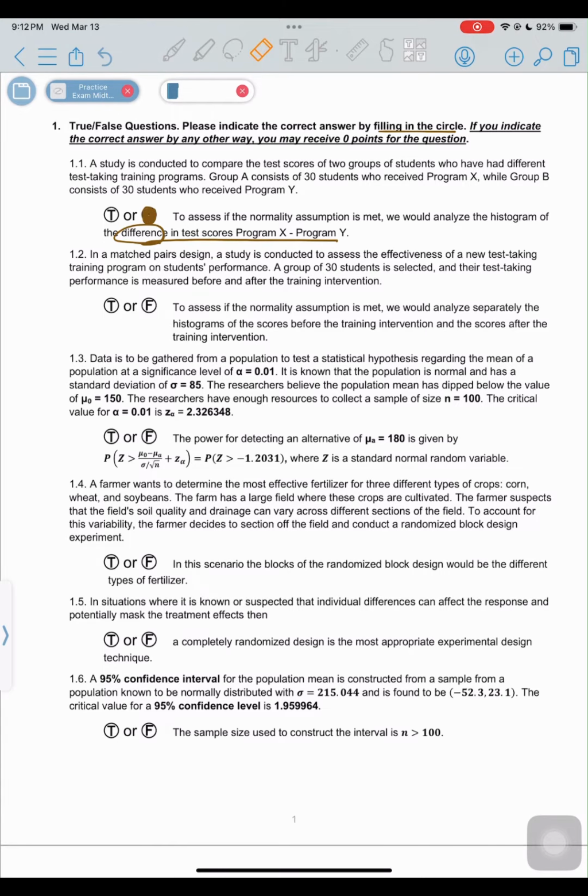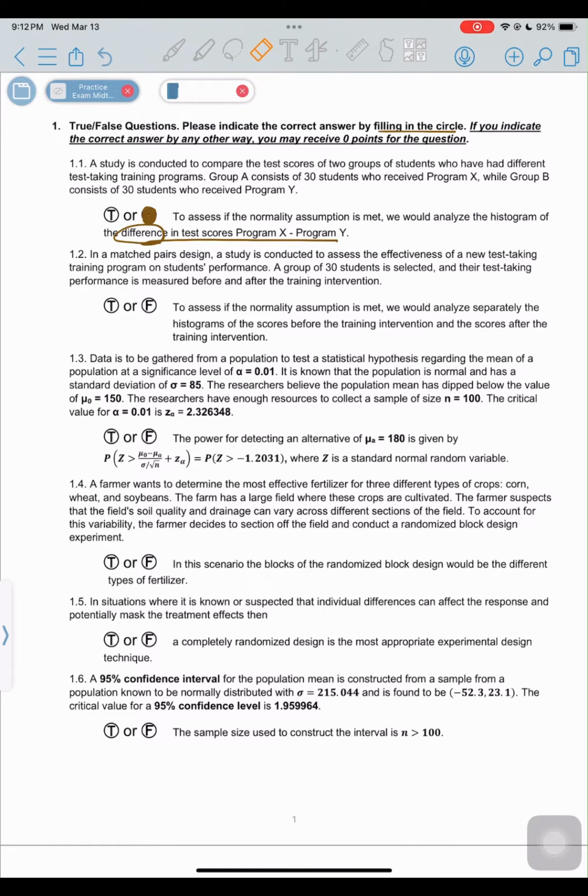Okay, this question asks, in a matched pair design, a study is conducted to assess the effectiveness of a new test-taking training program. A group of 30 students is selected, and their test-taking performances are measured before and after. To assess if the normality assumption is met, we would analyze separately the histograms of the scores before the training intervention and the scores after the training intervention.